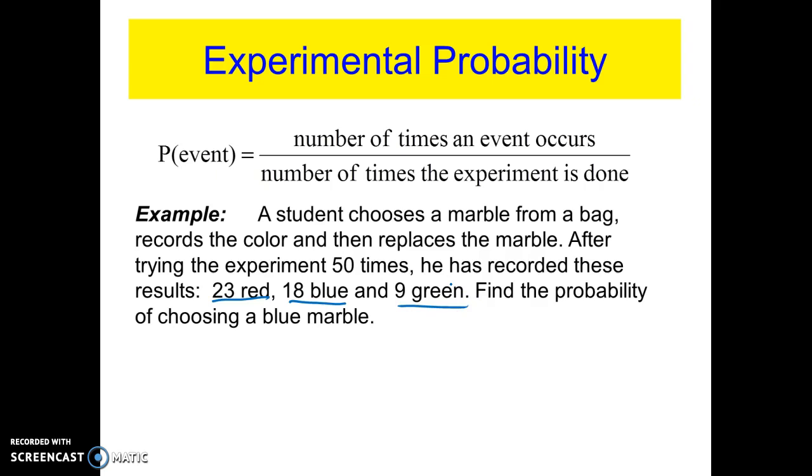So find the probability of choosing a blue marble. The probability of pulling blue will be 18 times out of a total of 50 times. So if you do 18 divided by 50, you're going to get 0.36. If you convert that into percent, that means he has a 36% chance of pulling a blue marble based off of his actual experiment.